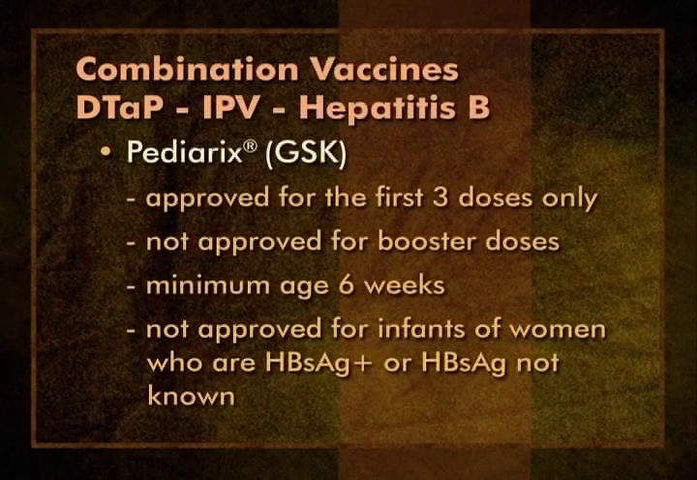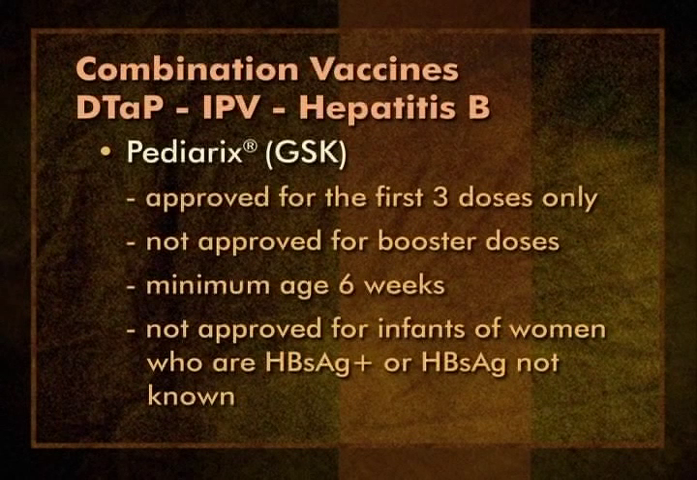The second combination vaccine that contains DTaP is Pediarix, which is produced by GlaxoSmithKline. This product contains DTaP, inactivated polio, and hepatitis B vaccines. The DTaP component is Infanrix, and the hepatitis B component is Engerix-B. Pediarix is approved for the first 3 doses only of the DTaP and IPV series, which are usually given at about 2, 4, and 6 months of age. It is not approved for booster doses of the DTaP series, that is, the 4th or 5th doses.